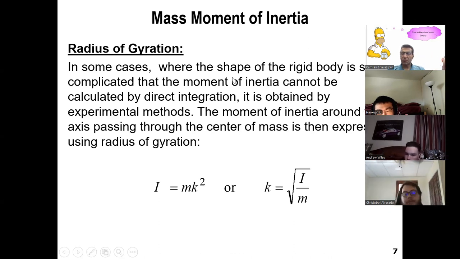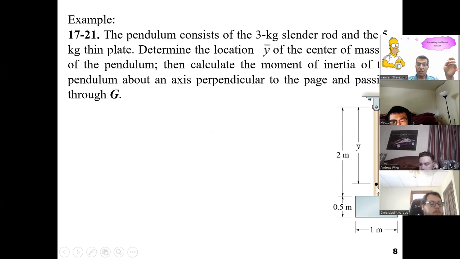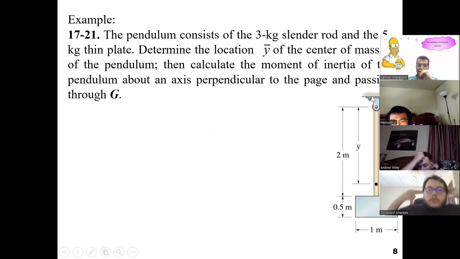Okay. Now we're going to do some examples. You get used to calculating I and everything, but this is just a basic. Just to refresh your memory, I'm going to do a simple example to calculate G. Here, you have a pendulum made of a rod. It says a slender rod, but it's very thin, the diameter is negligible. It's technically like a line mass. And you have a plate here. The problem asks you for the G of the entire object, finding where the G is, and also to calculate the moment of inertia of the entire pendulum about the axis that passes through G.